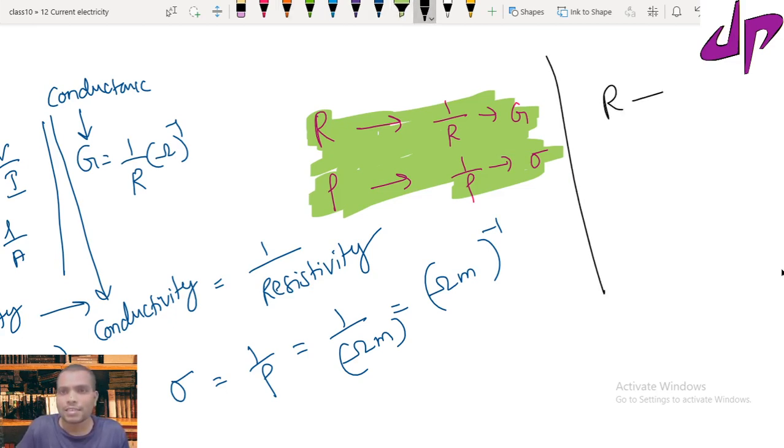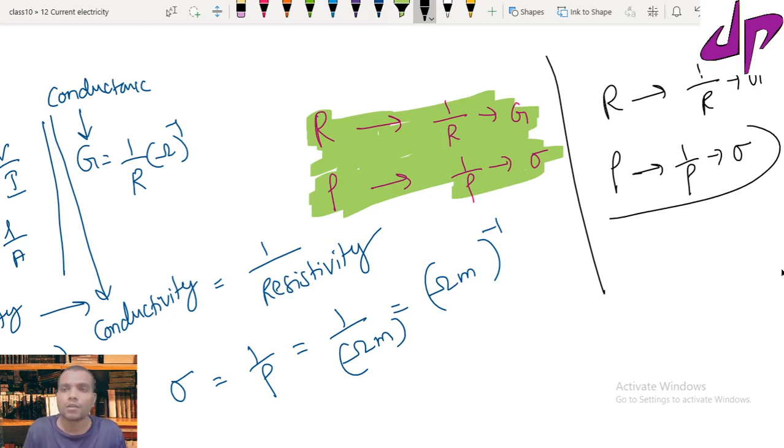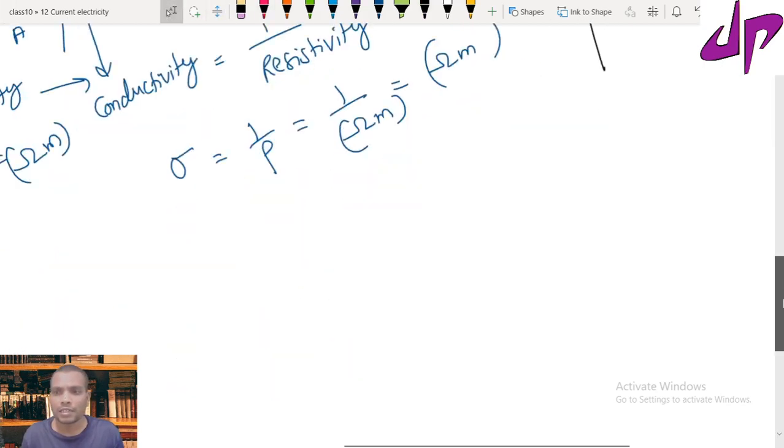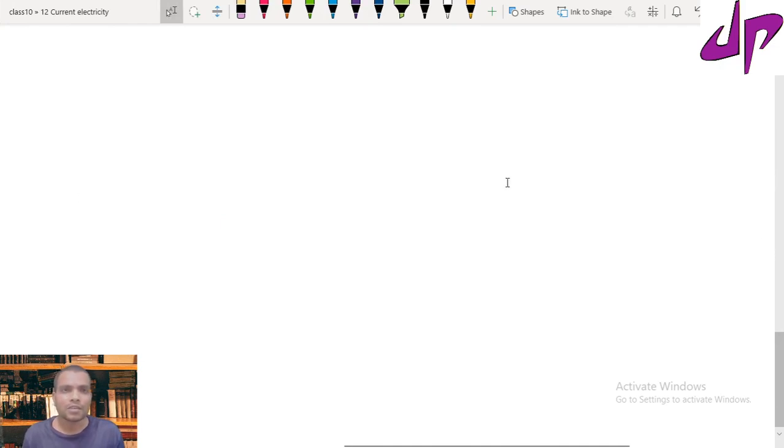Finally, I can say that from resistance we define the reciprocal of resistance as conductance, G, and from resistivity we define the reciprocal of resistivity, called conductivity. These are very basic to understanding current electricity, and the units are very important. Whenever you learn a new definition, try to get its units and also its dimensional formulas. Nowadays we forget about dimensional formulas, but the dimensional formulas for conductance and resistance are also important.